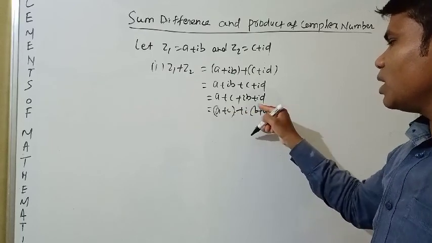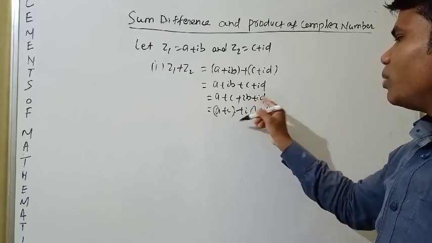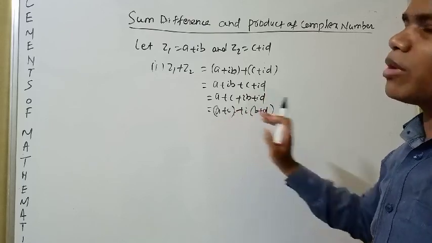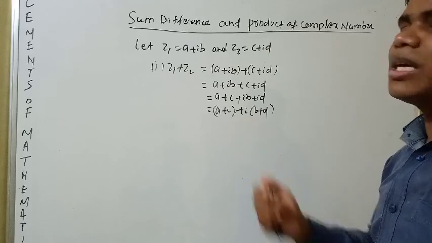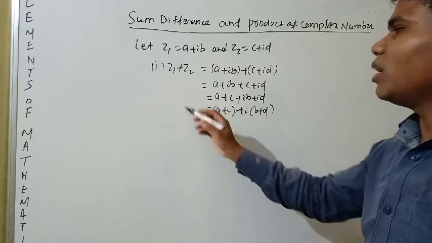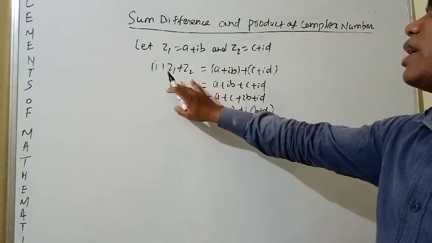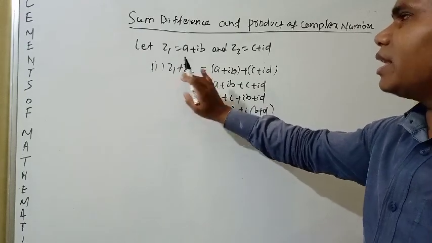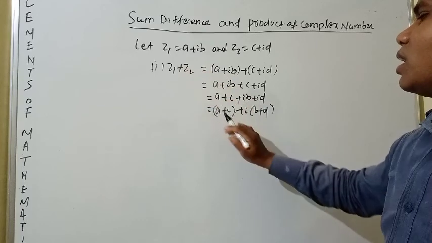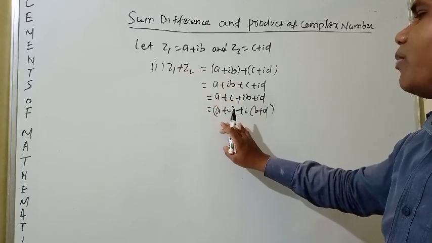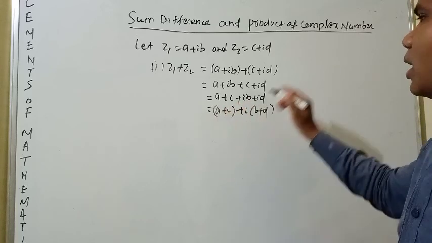You see I is common in both IB and ID. So taking common I, this is in the form of A plus IB. Again this is a complex number. That means Z1 plus Z2, if you add Z1 and Z2, the sum is also a complex number, and you see real part will be added with real part.